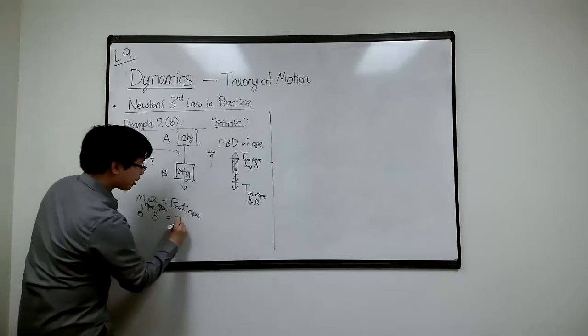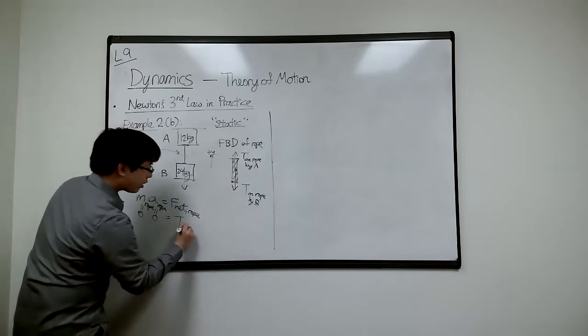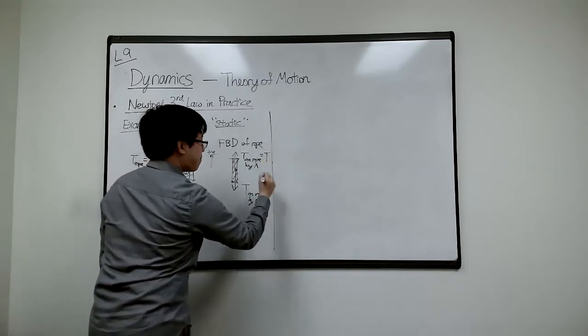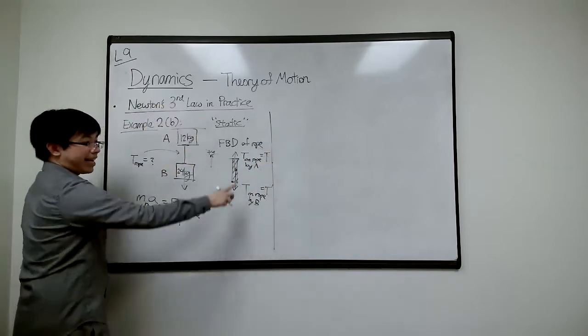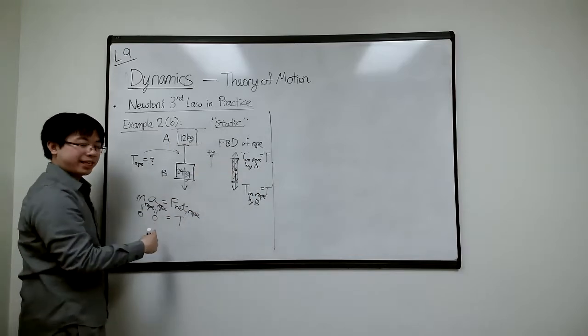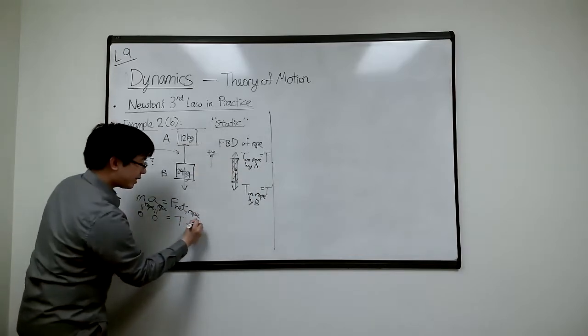So the net force is going to be T on... Yeah, I'm going to be a little bit lazy. I'm going to call that T and T prime. So again, notice I introduced a new variable. I've labeled it in the diagram. Now I can use it in my equation. So T minus T prime.